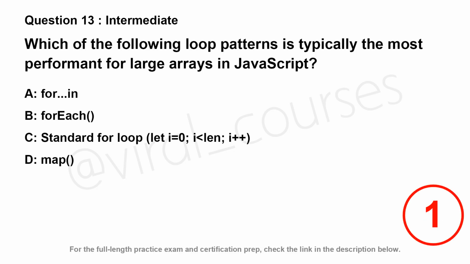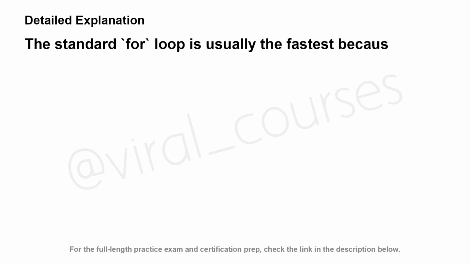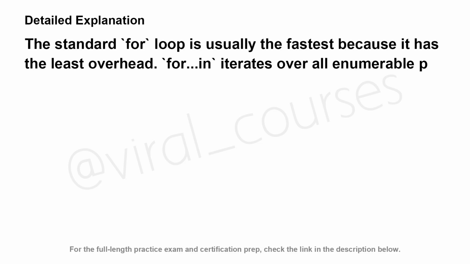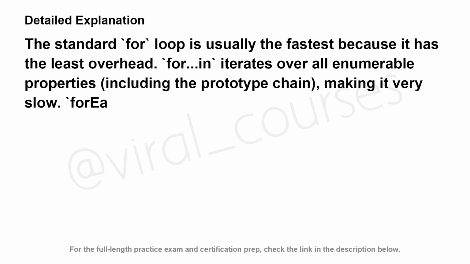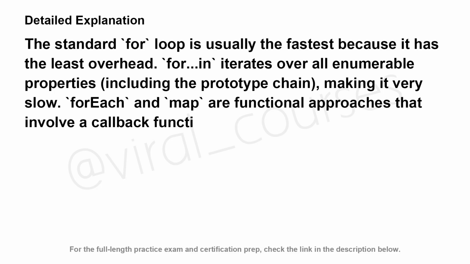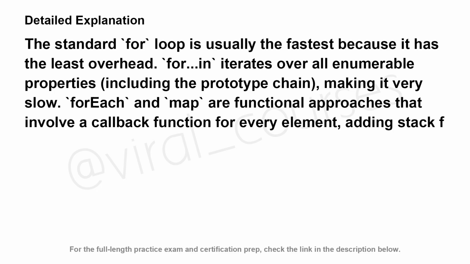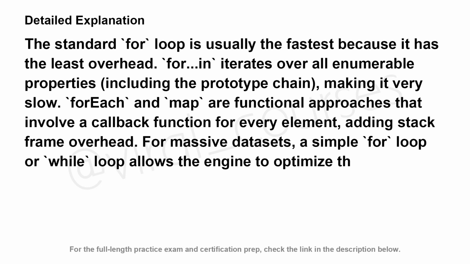The correct answer is C. The standard `for` loop is usually the fastest because it has the least overhead. `for...in` iterates over all enumerable properties, including the prototype chain, making it very slow. `forEach` and `map` are functional approaches that involve a callback function for every element, adding stack frame overhead. For massive datasets, a simple `for` loop or `while` loop allows the engine to optimize the iteration most effectively.